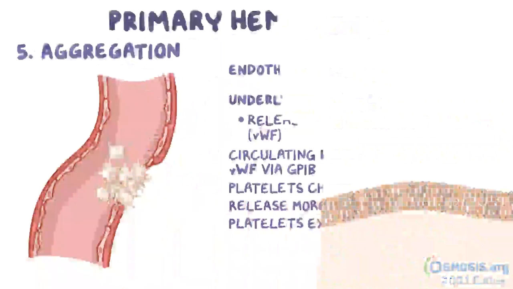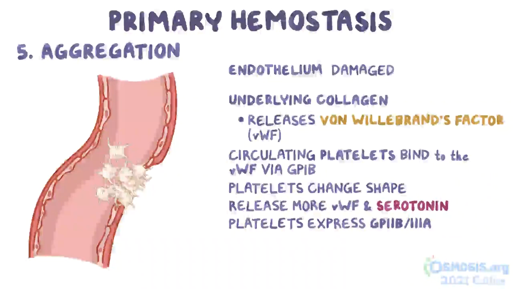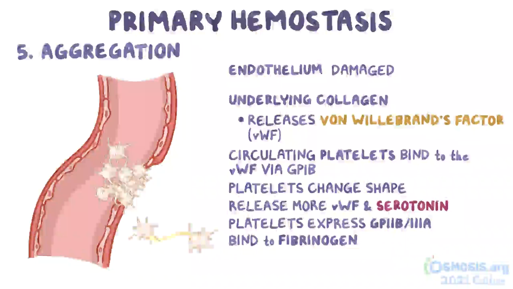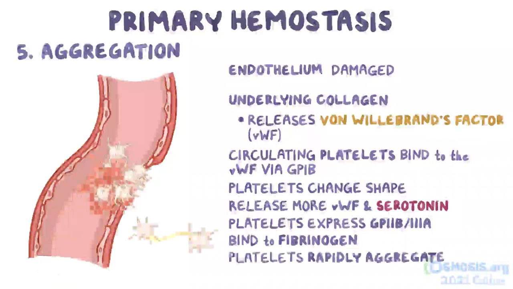fifth step, aggregation. Now, each platelet has multiple GP2B3A receptors that can bind to circulating proteins called fibrinogen. When two platelets attach to the same fibrinogen protein, they are linked together. This allows platelets to rapidly aggregate at the site of the injury and form a large platelet plug that can stop the bleeding.